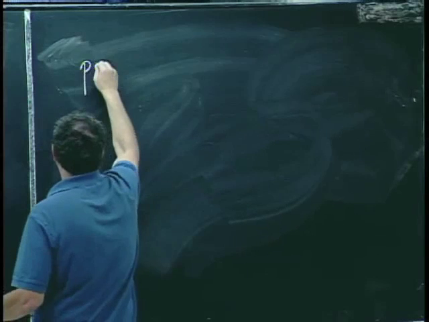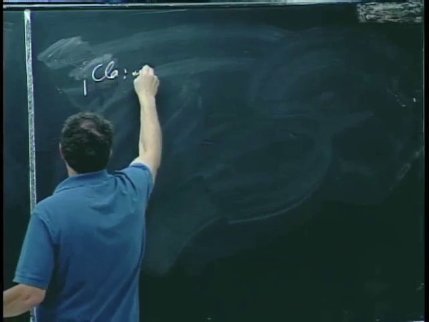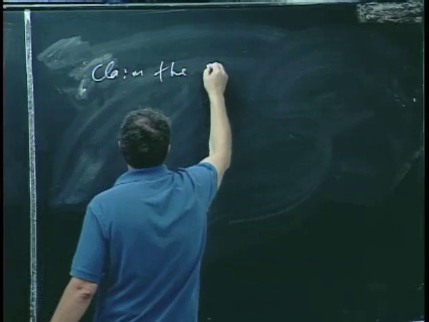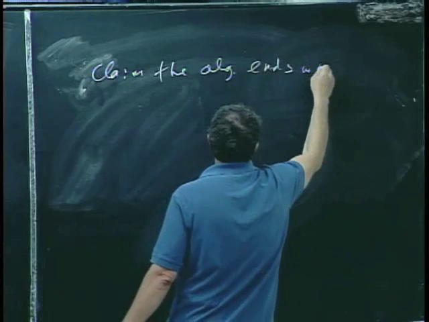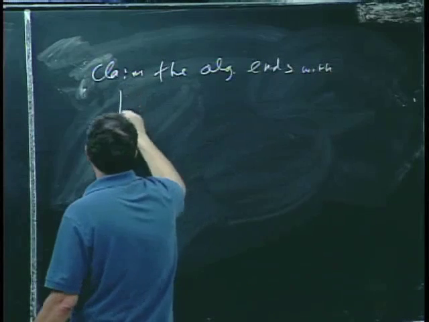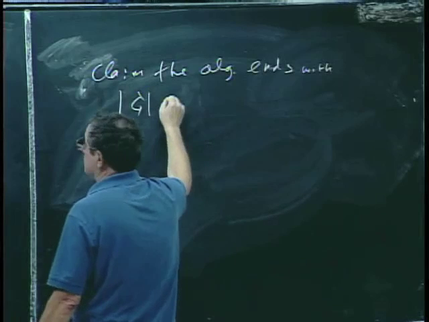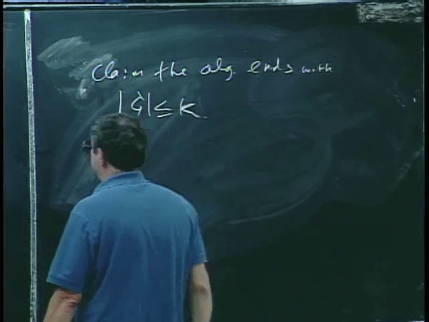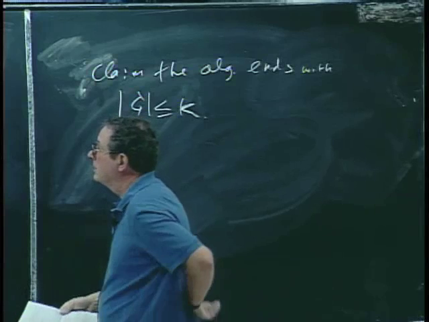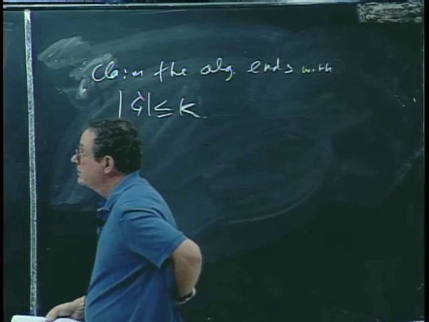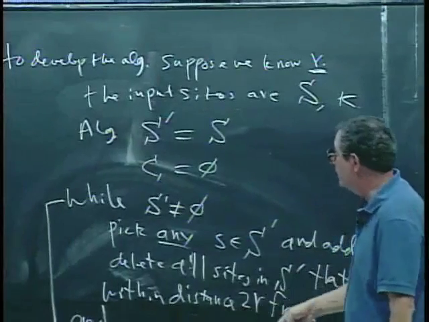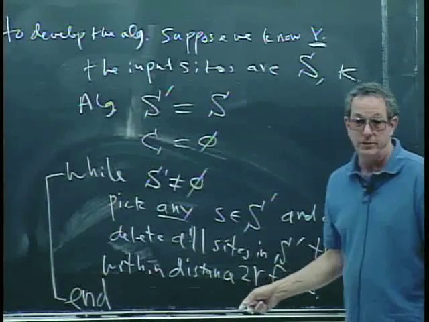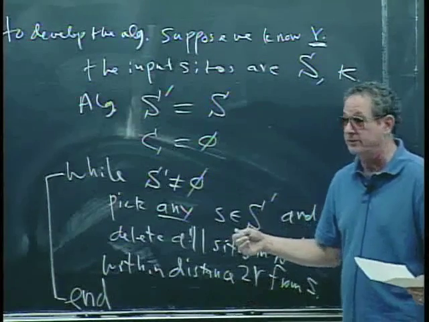Claim: the algorithm ends with C less than or equal to K. That is, we're going to pick at most K centers, and of course, everybody is within a distance 2R from one of those centers because the algorithm got rid of all the sites.